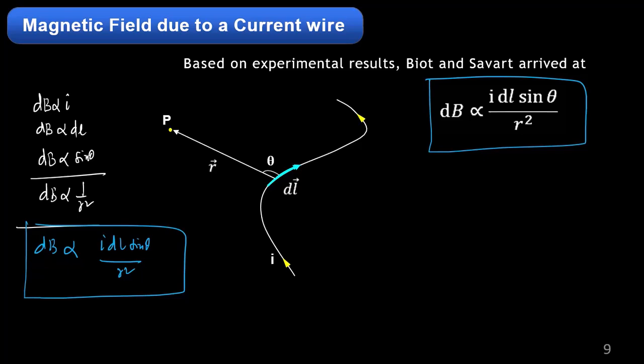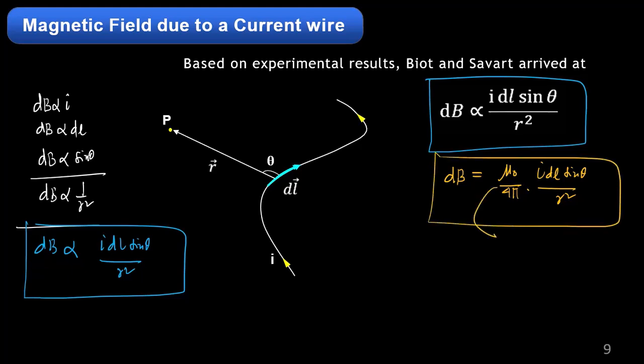Now, in order to put an equal sign, I use a constant. That constant is known as mu naught. So mu naught by 4 pi is basically the constant, multiplied by I dL sine theta by r squared. Now what is mu naught? Mu naught is similar to the epsilon naught used in electrostatics. Mu naught is basically the permeability. So what is permeability? Permeability is the ability of the medium to transfer or propagate the magnetic field.